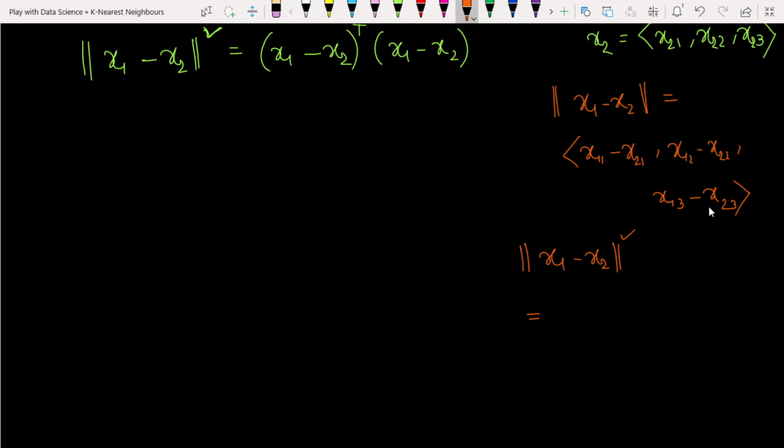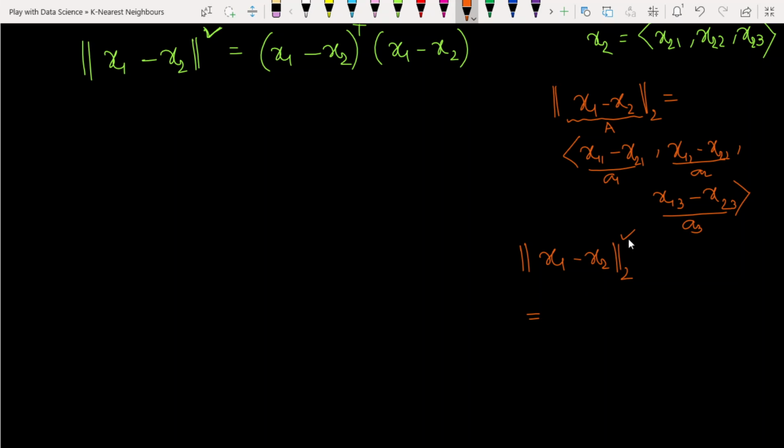It means the sum of the components with square. Consider this as a single vector a, where the first component is a1, the second component is a2, and the third component is a3. If you take the norm of this, it means the L2 norm.